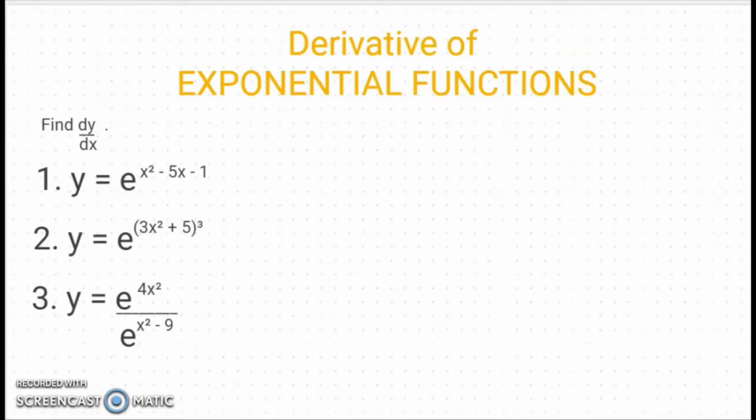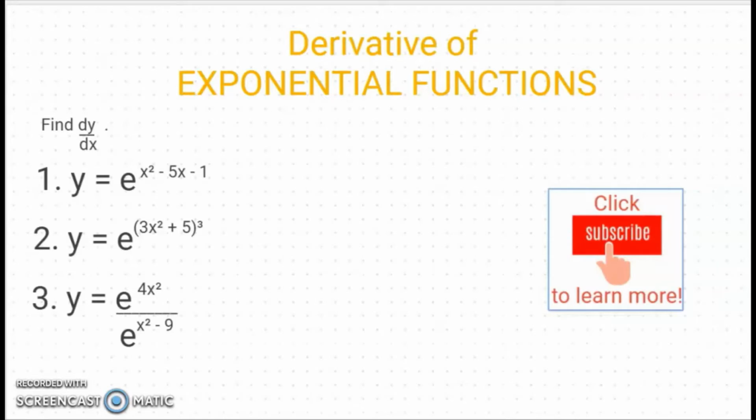Welcome back, learners! In this video, we're going to solve for derivatives of some exponential functions. We'll find the dy over dx of the following. Number 1, y is equal to e raised to x squared minus 5x minus 1. Number 2, y is equal to e raised to (3x squared plus 5) cubed. And number 3, y is equal to e raised to 4x squared over e raised to x squared minus 9.